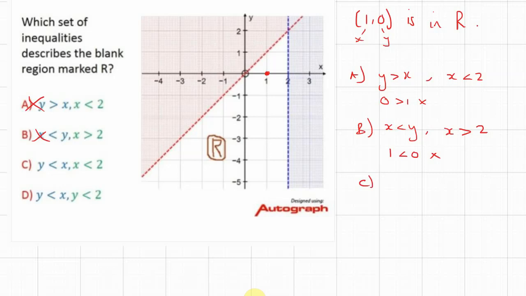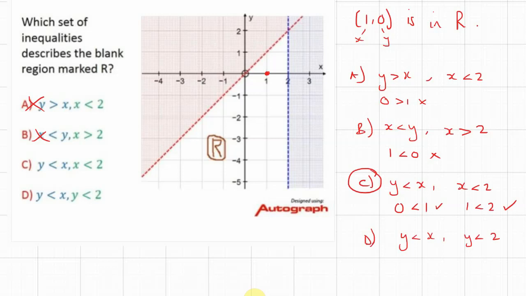Let's check C. Y is less than x, and x is less than 2. So y is 0, x is 1. That works. So it's qualified and it's worth my time to check the second one. So x is 1. Is 1 less than 2? Yes. So C is my correct answer because it satisfies both. Seeing as it's only one more, let's just check D to assure ourselves we're correct. So y is less than x, and y is less than 2.